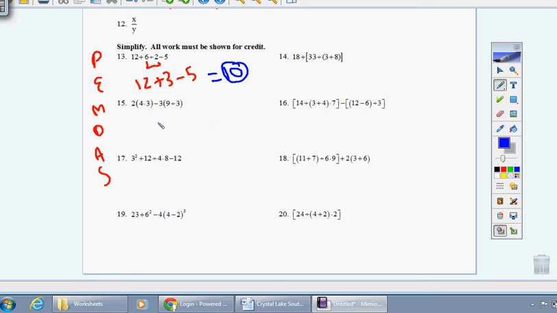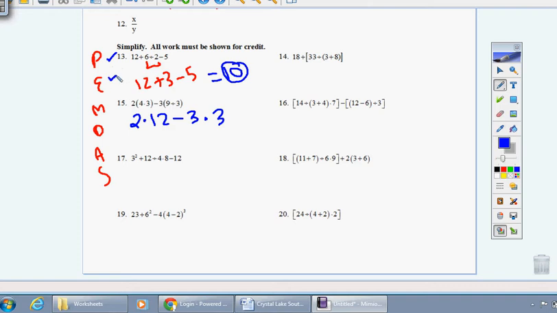Alright, number 15. I do have some parentheses here, so let's work with that first, okay? 4 times 3 gives me 12. So here I have 2 times 12 minus 3, and then 9 divided by 3 in parentheses is going to give me 3. So I have 2 times 12 minus 3 times 3. So I've done my parentheses.